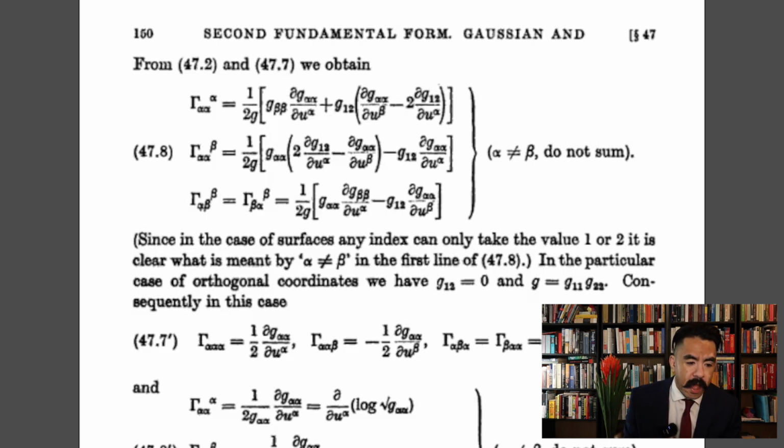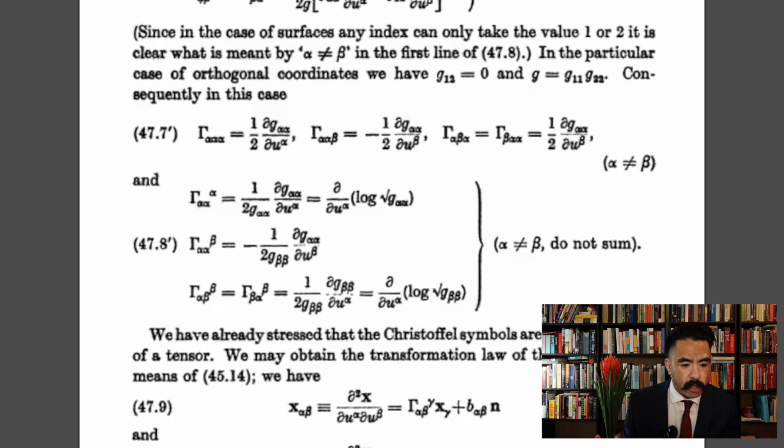And finally we have Christoffel sub alpha beta superscript beta, which is the same as Christoffel sub beta alpha superscript beta, which then equals 1 over 2g times the quantity g sub alpha alpha times partial g sub beta beta partial u alpha minus g sub 1 2 times partial g sub alpha alpha partial u beta, closed quantity. And in all three of these cases, alpha does not equal beta and do not sum. So these are not using the implicit hiding the summation convention, which was introduced in, I believe, section 27. Since in the case of surfaces any index can only take the value 1 or 2, it is clear what is meant by alpha does not equal beta in the first line of the relation for these Christoffel symbols.